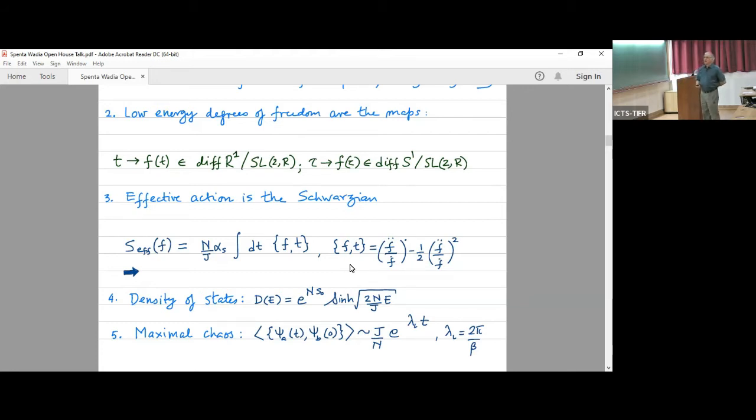And the effective action of the low energy degrees of freedom is the well-known Schwarzian. These are two very important results for which this model is so interesting to us: it has a density of states which is given by this formula, and it exhibits maximal chaos. That is, the out-of-time ordered correlators grow in a certain time range, and the Lyapunov exponent is at its maximum value, 2 pi upon beta. I have put h bar equal to 1 in these formulas.